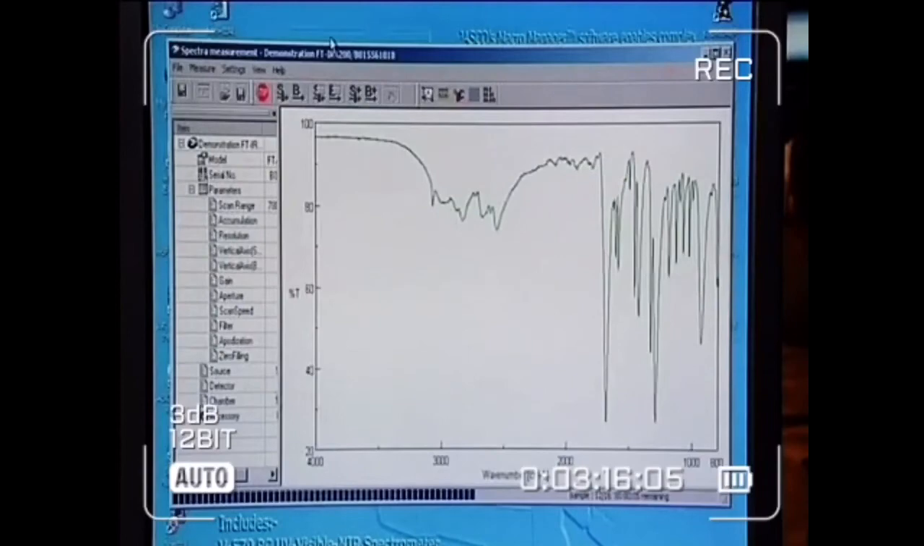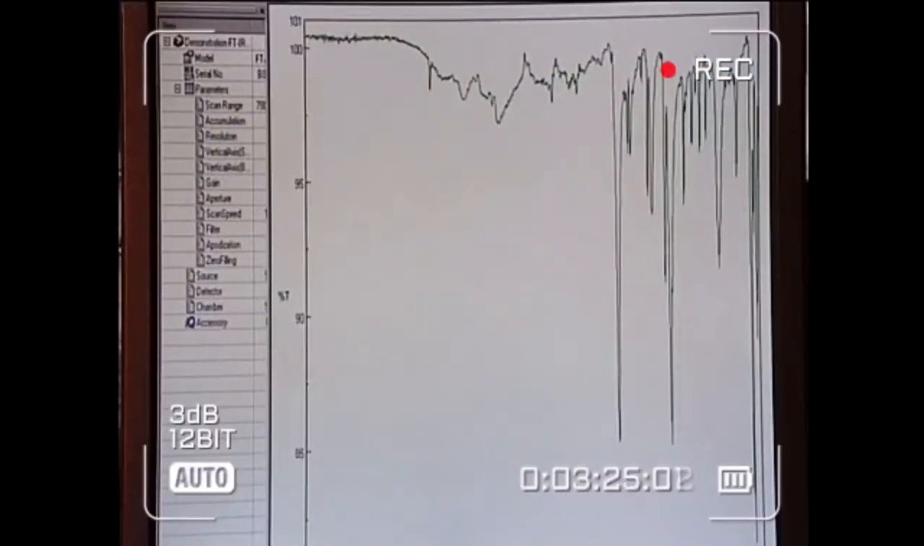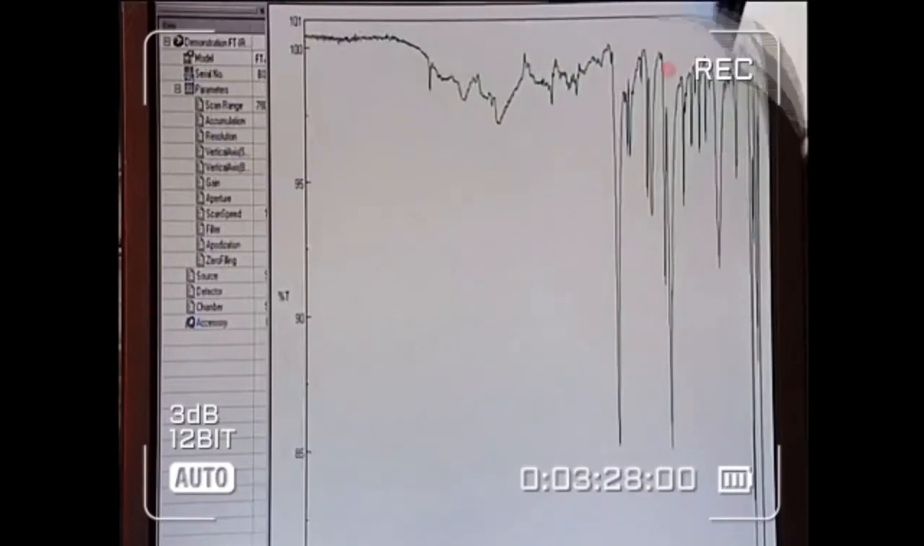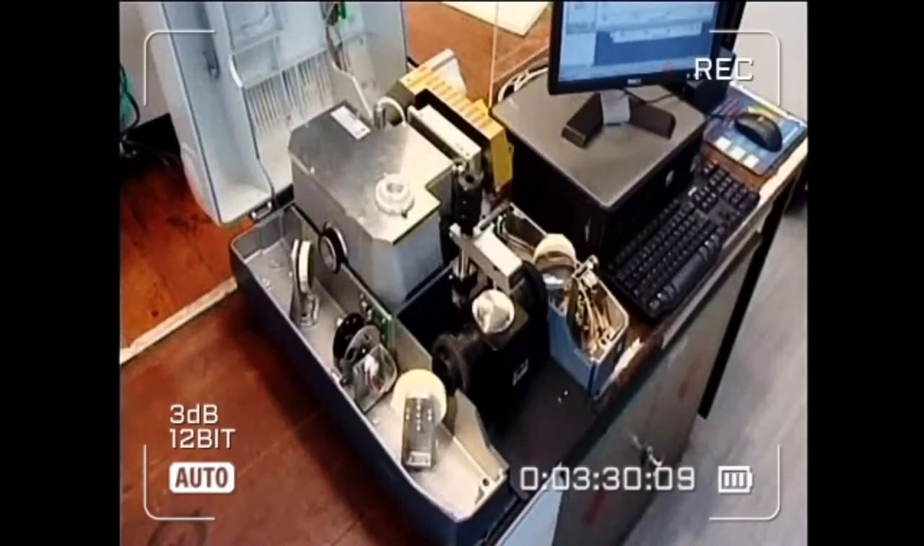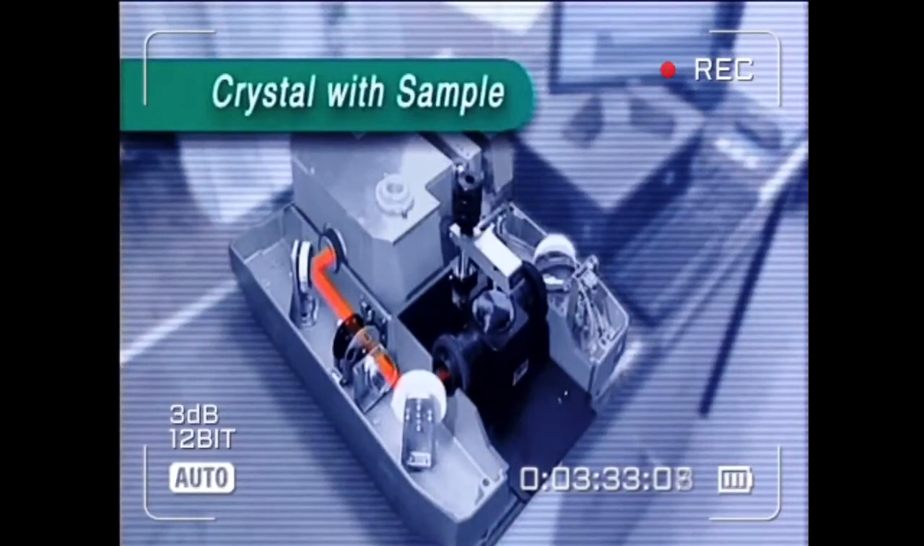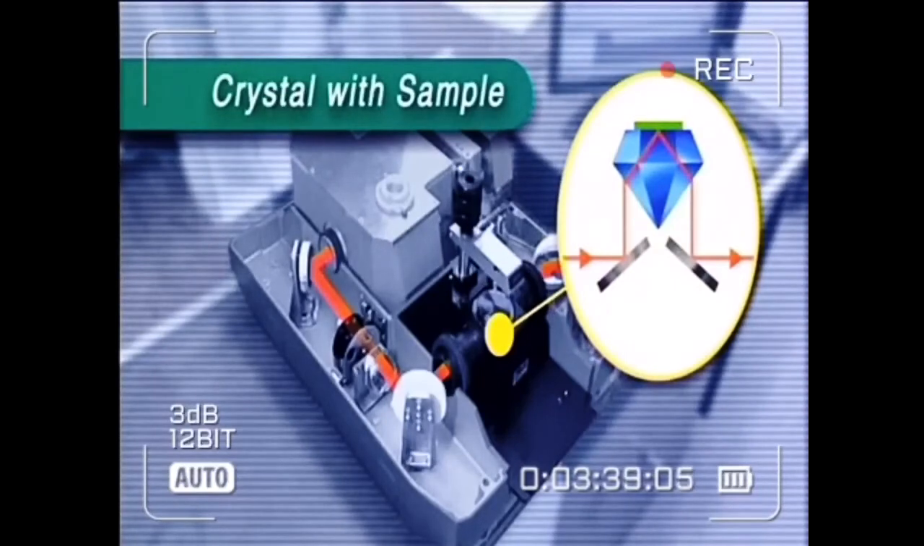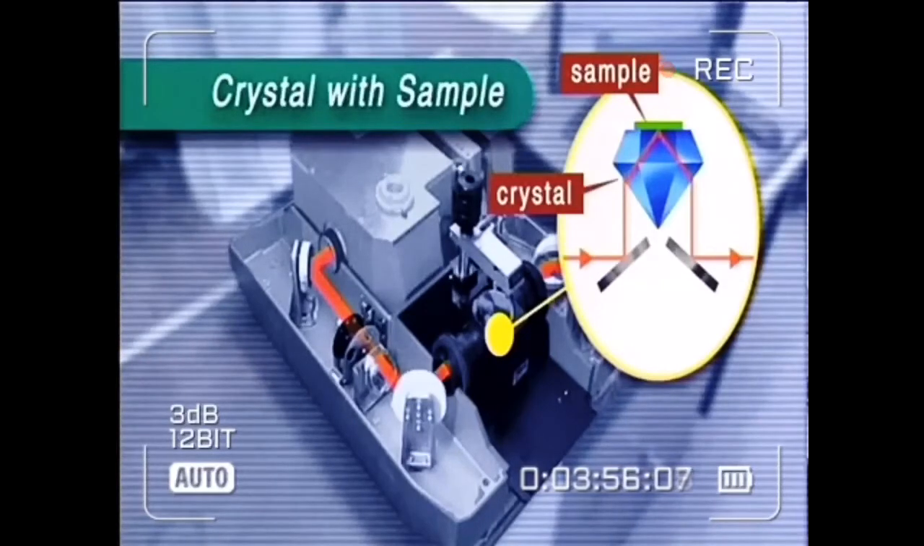The essential point is that pulses of infrared radiation crossing a range of frequencies simultaneously pass through the sample and arrive at the detector. Some frequencies are absorbed more than others depending on what bonds are present in the sample. This is the sample holder. The sample is placed here on a crystal which is made of diamond or germanium. The IR beam is directed into the sample by a mirror. It is reflected back from the upper surface of the sample before being guided into the detector by a second mirror. This method is called attenuated total reflection, or ATR.